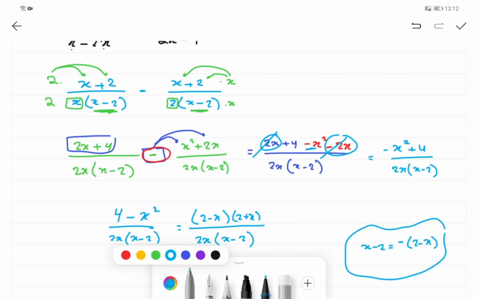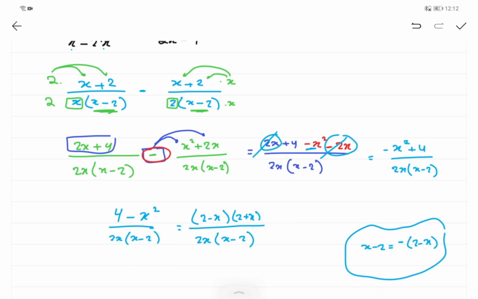So here we have in the top 2 minus x, and in the bottom x minus 2. So cancel them out, leaving negative 1. So the final answer is going to be negative 2 plus x, or x plus 2, doesn't matter, over 2x. Now let's write the restrictions. X can't be positive 2 and x can't be 0.